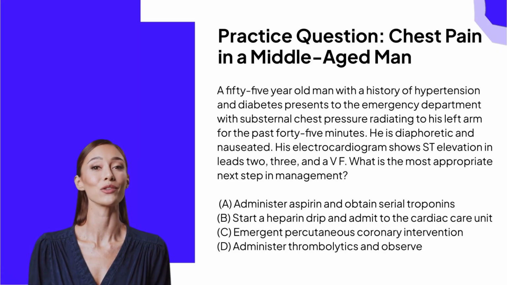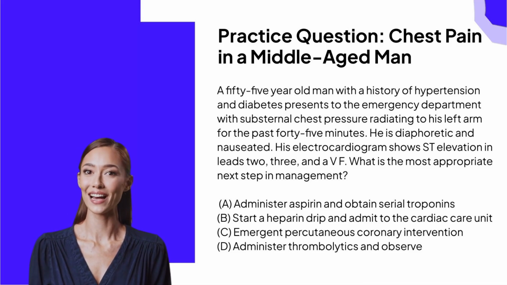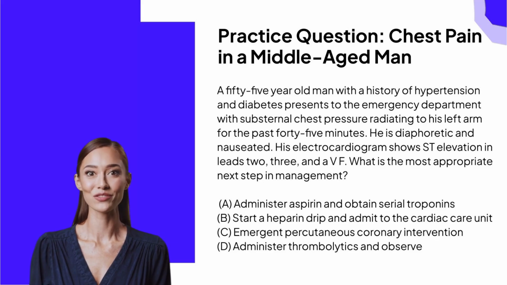Here is your first practice question. Read the stem carefully. We have a 55-year-old man with classic cardiac risk factors, hypertension and diabetes, presenting with substernal chest pressure radiating to the left arm with diaphoresis. His electrocardiogram shows ST segment elevation in the inferior leads.